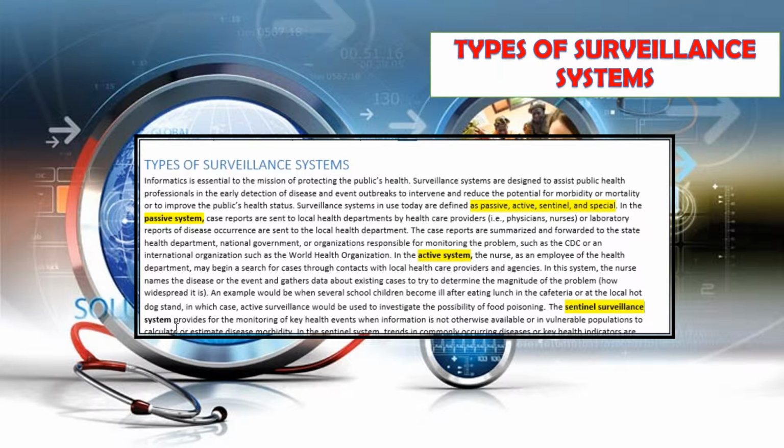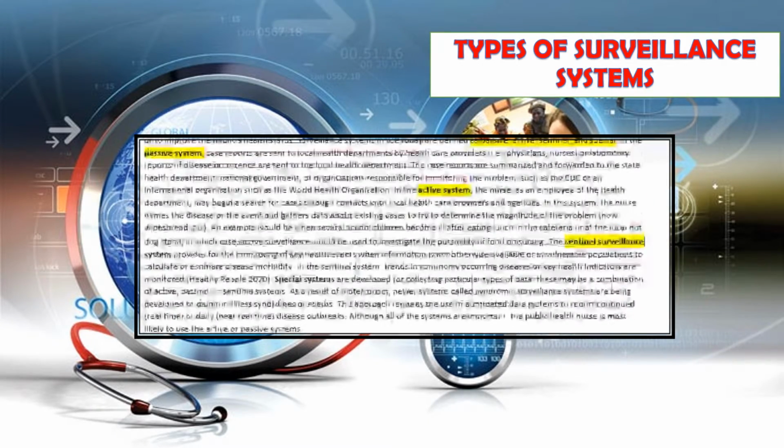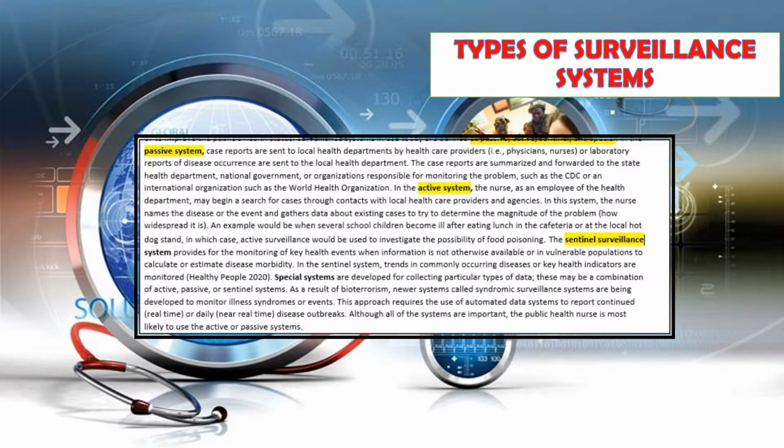Now, let's talk a little bit about sentinel surveillance systems. Okay, sentinel surveillance systems provide the monitoring of key health events when information is not otherwise available or in a vulnerable population. You're looking at key things that you look for to calculate or estimate the disease morbidity. In the sentinel system, trends in commonly occurring diseases or key indicators are monitored, maybe using the Healthy People 2020. Those are things that probably qualify as sentinel surveillance systems.